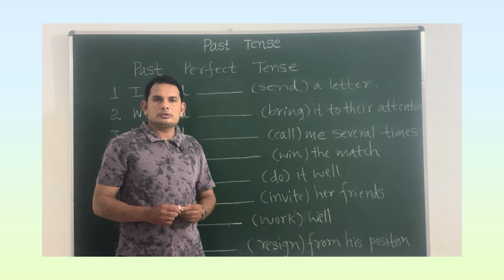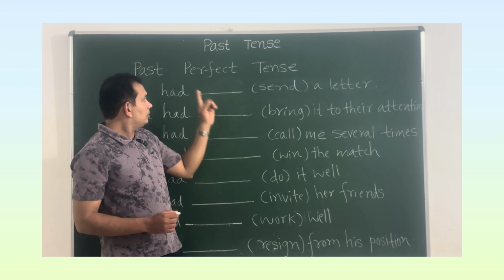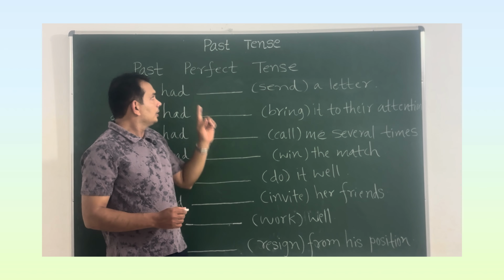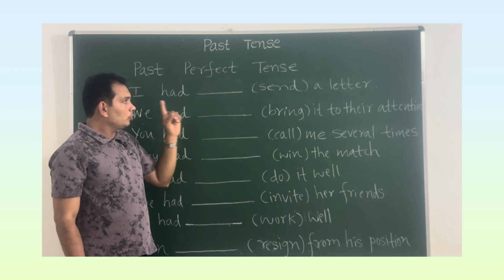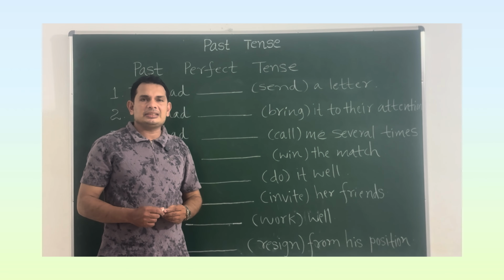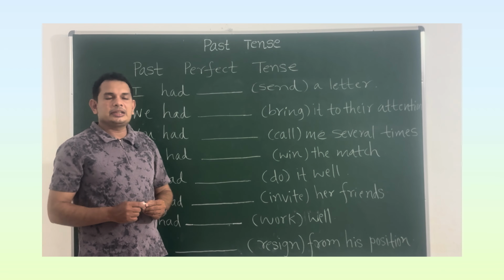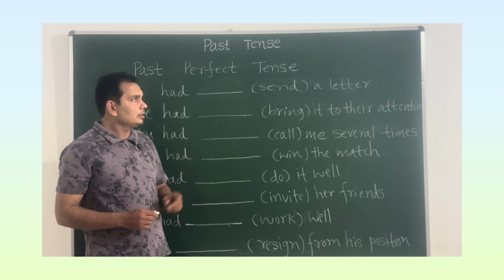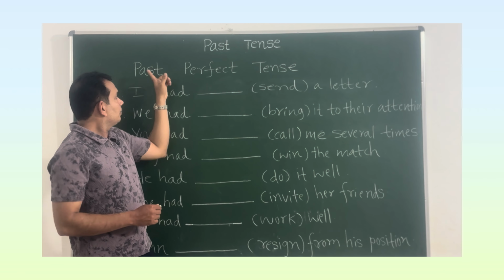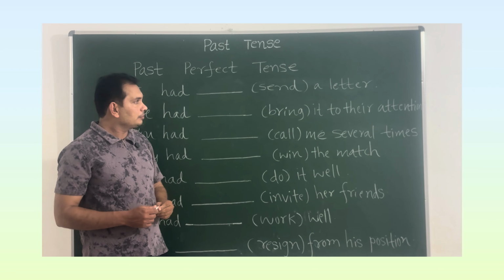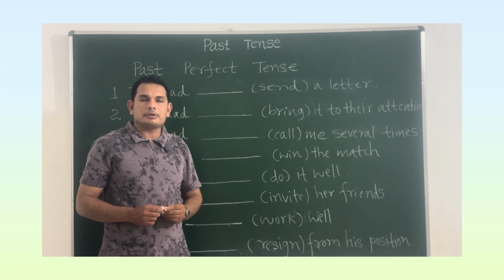Before I wind up, I would like to tell you that the difference between past perfect tense and present perfect tense is, in the past perfect tense we use only one auxiliary, that is had, but in the present perfect tense we use two auxiliaries, they are have and has. One more point you need to remember is, in both the tenses, in past perfect tense and present perfect tense, we use the third form of the verb or past participle form of the verb when we make sentences.